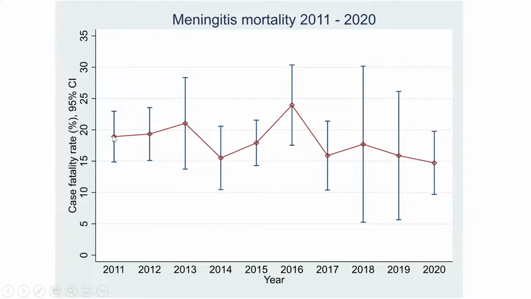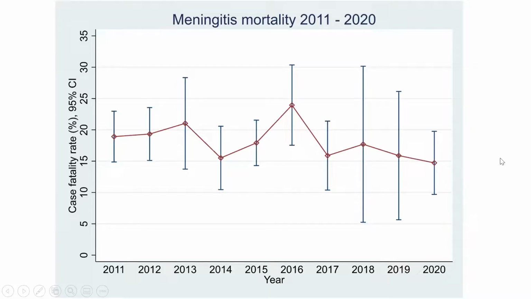This is a 10-year period. And you can see that there's been some improvement, that the case fatality rate is now about 5% less. So it was about 20%, and now it's about 15%. But it's still very high. All right, a case fatality rate of 15% for all cases of meningitis is still quite high.